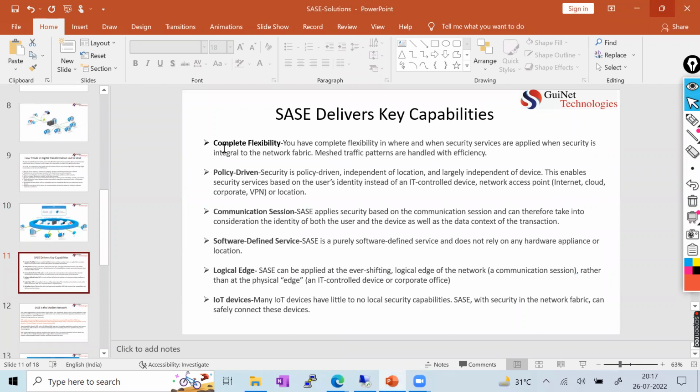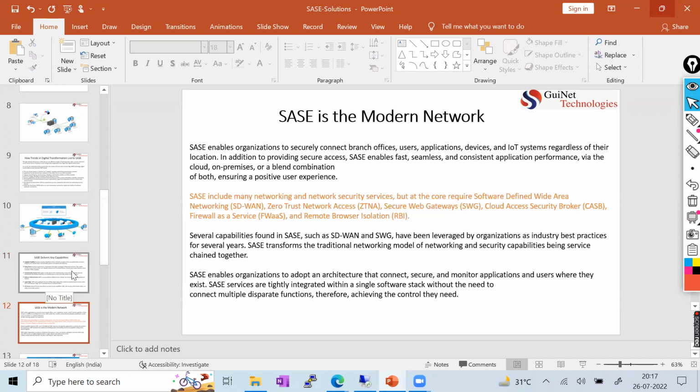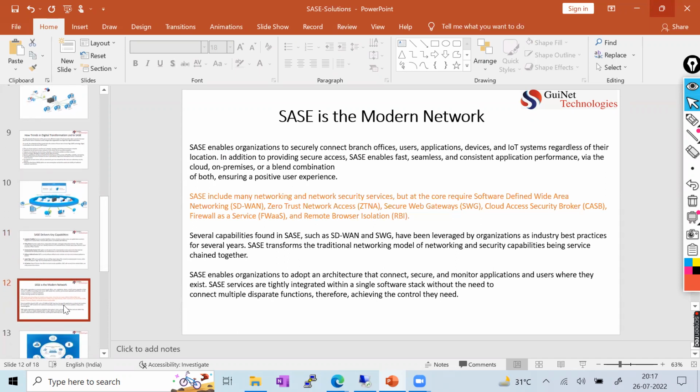So a lot of things we have, like what problem SASE is going to solve, what key capabilities they have: complete flexibility, policy driven, communication sessions, software defined services, logical edge, IoT devices. These all things we talked about. So these are the key capabilities. If you want to read, I can provide the slide to everyone. You guys can read it. And also we have discussed.